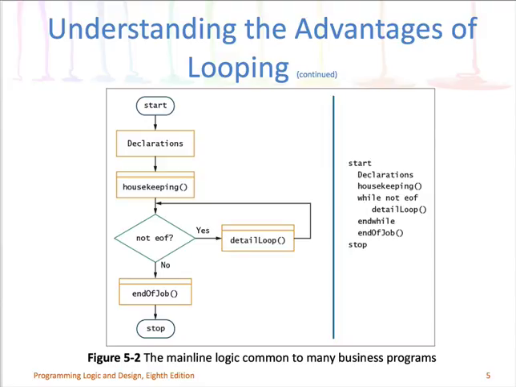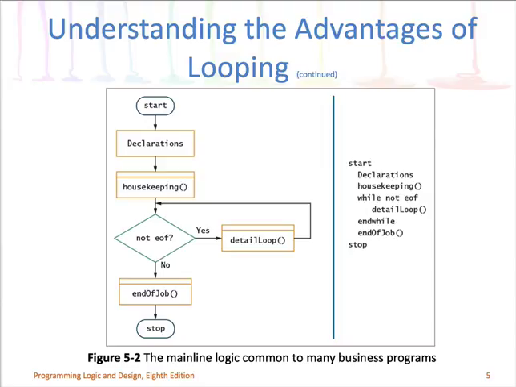I'm not a real big fan of the way they do this, where they constantly say, have a subroutine called housekeeping, have something called detailed loop, and then have something called end of job. Maybe a module is appropriate there, maybe it's not. It really depends on how complex your program is and the block of code. But the textbook uses that over and over again, and technically there's nothing wrong with that.